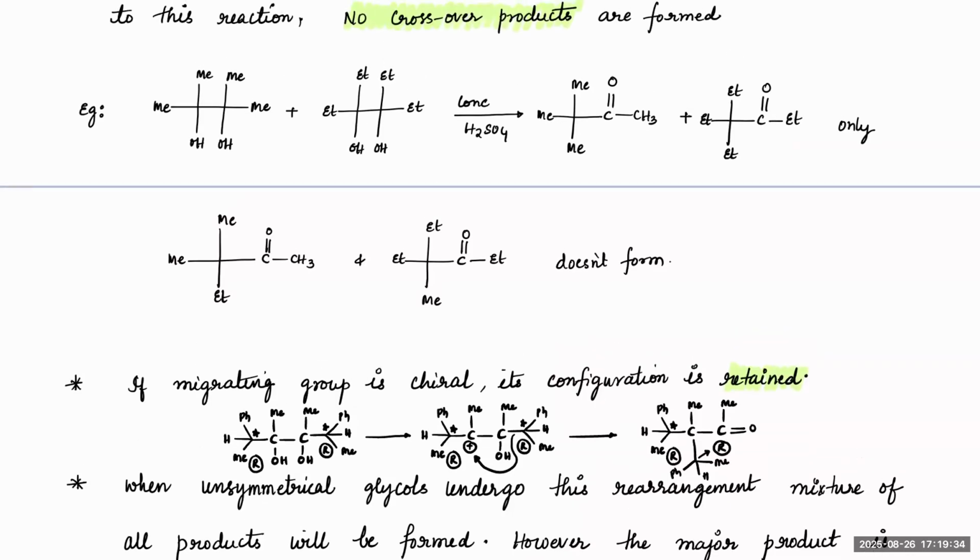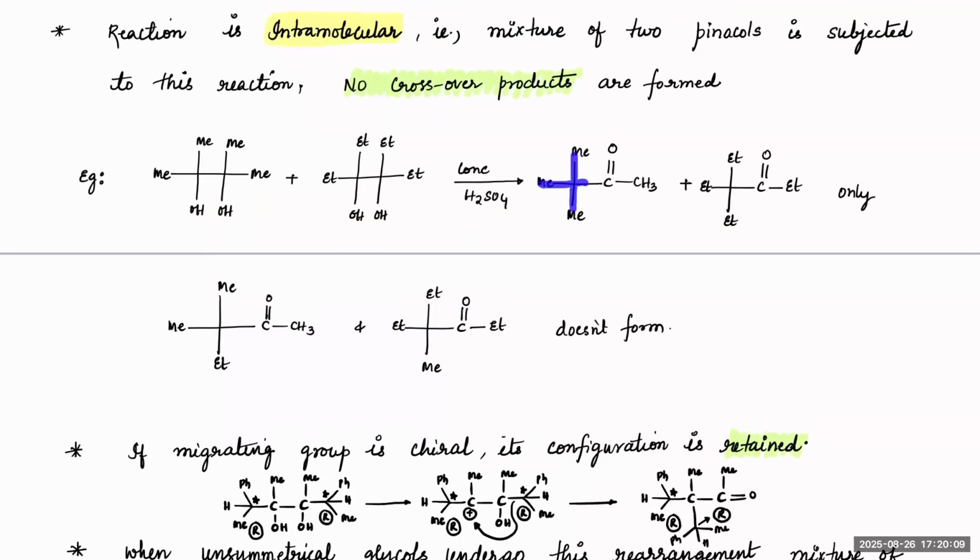First one. Suppose I have a mixture of two different pinacols. If you have a mixture of two different pinacols, that does not mean you'll get a product forming where one group from the first molecule is going to transfer onto the second molecule. That's not going to happen. The transfer is intramolecular, within the molecule only. So you cannot expect a product like this forming, neither like this forming. Within the molecule, you should have all three methyls or all three ethyls like this. That is the first thing.